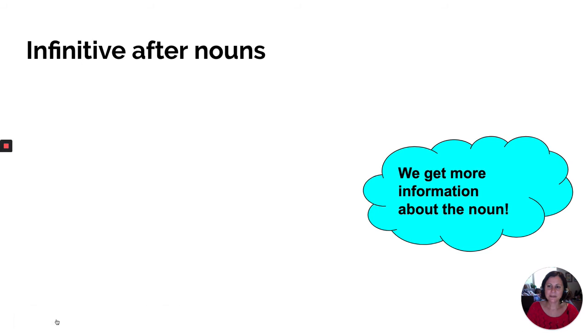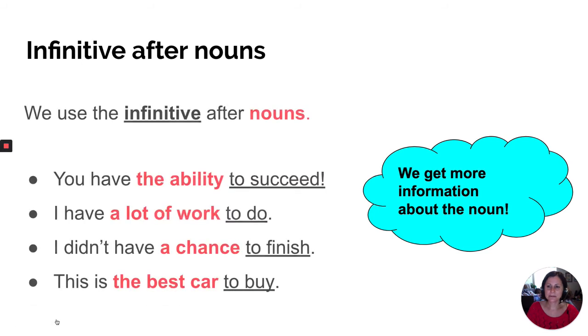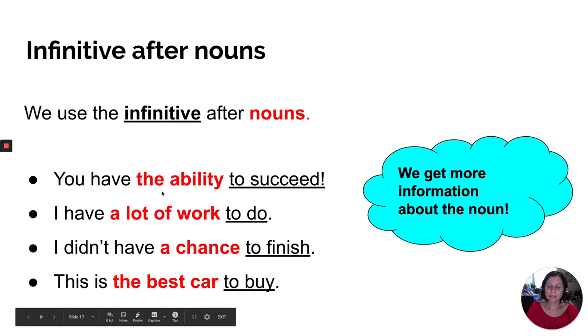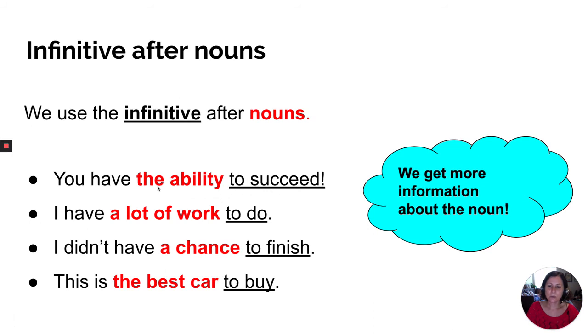And we use the infinitive after nouns. You have the ability to succeed. So this is giving more information about ability to do something. I have a lot of work to do. So work is my noun, and then after I have the infinitive, work to do.